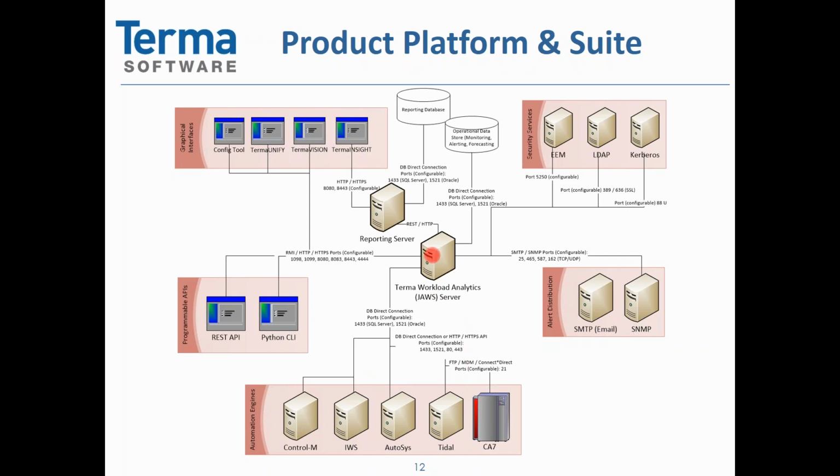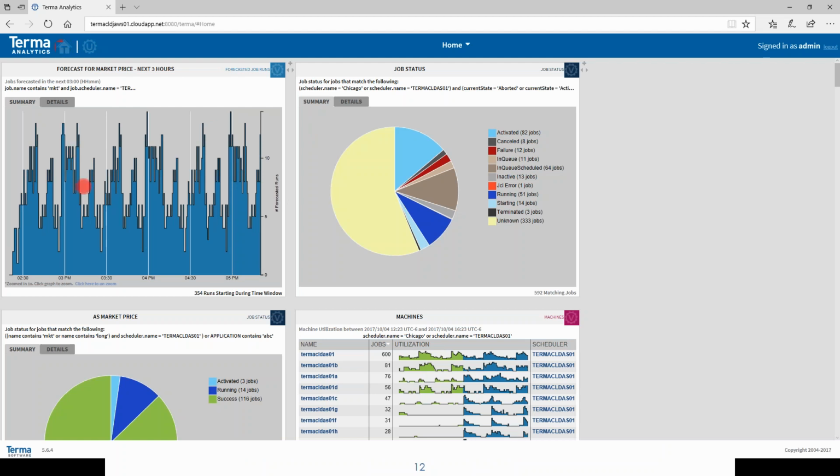Once connected to these various sources of data, the Terma Workload Analytics server will gather both job definition data and event data and store it in its own operational data store, which is basically a data warehouse where we maintain potentially years' worth of historical run data for all of the jobs in your workload automation environments. And then the various products offer different analytic views into that data. Today we're specifically going to be focusing on TermaVISION. I'm going to now switch over to the TermaVISION product, where we can talk more specifically about the features and functions that product provides.